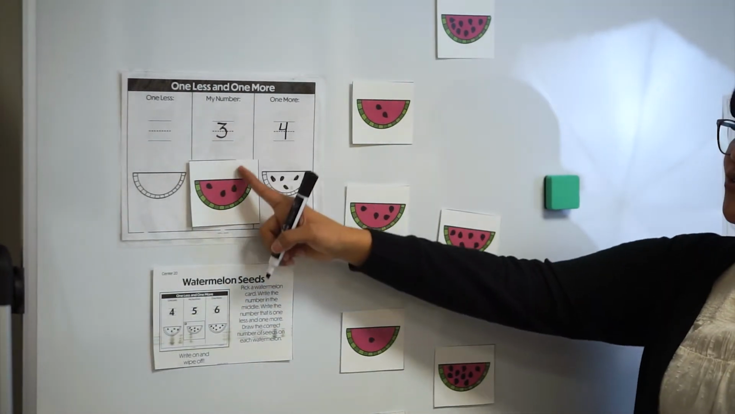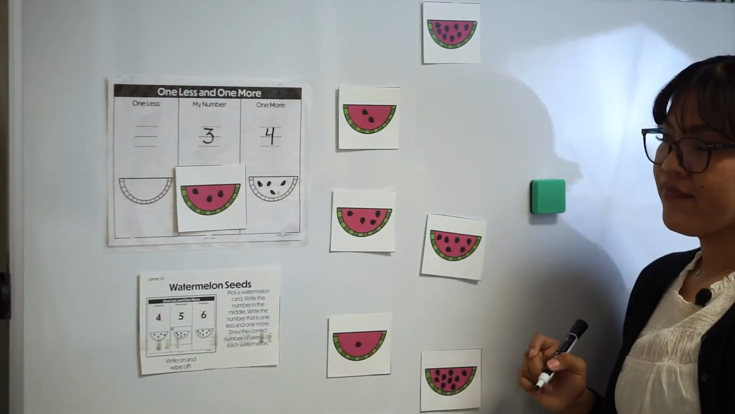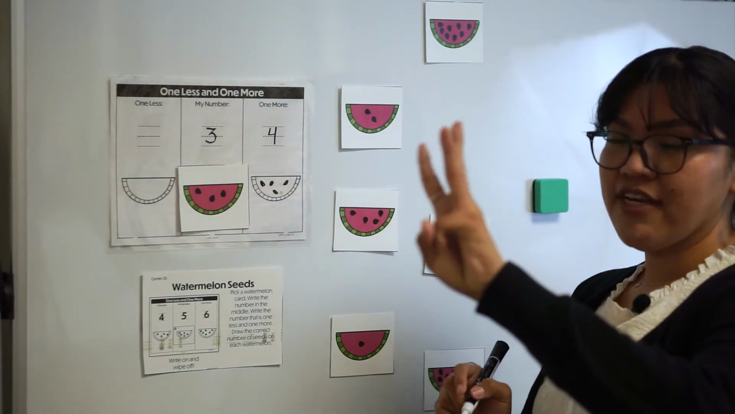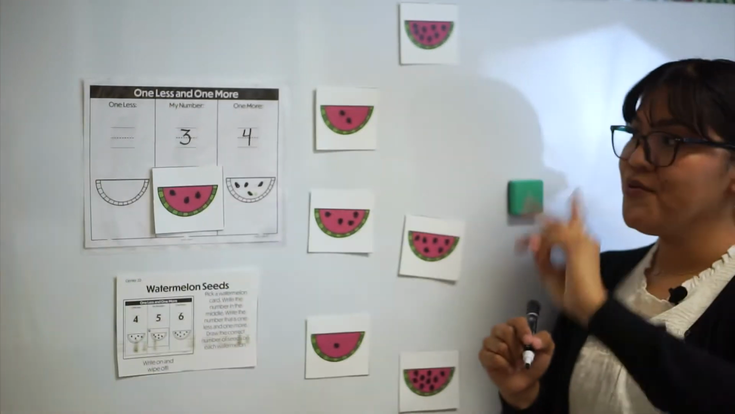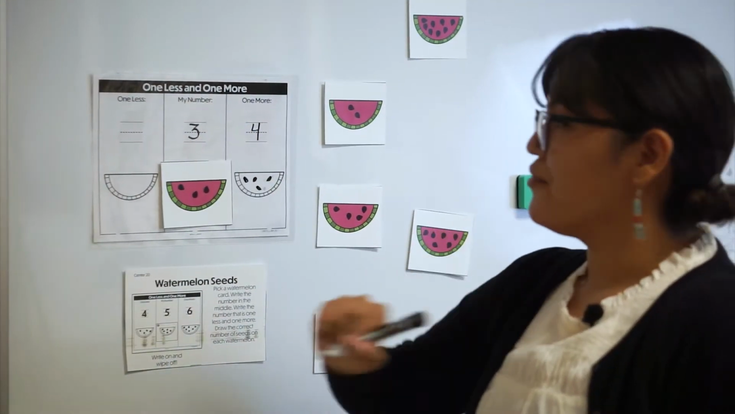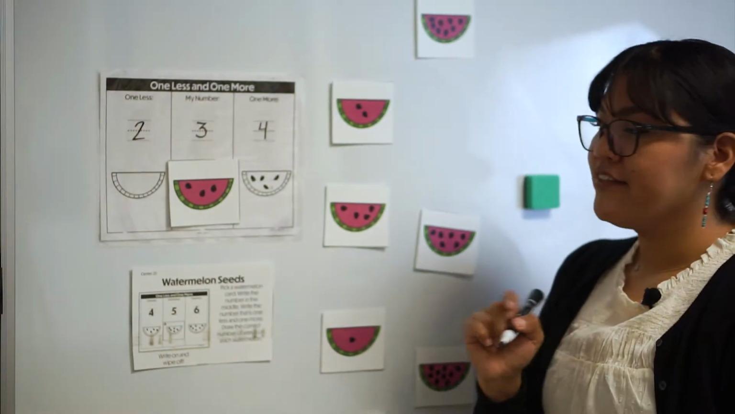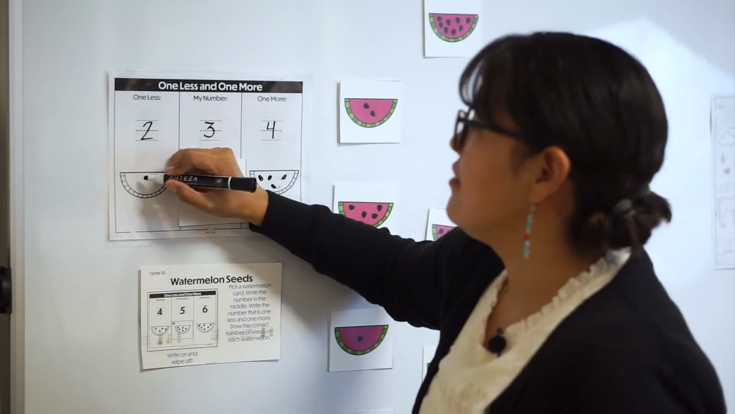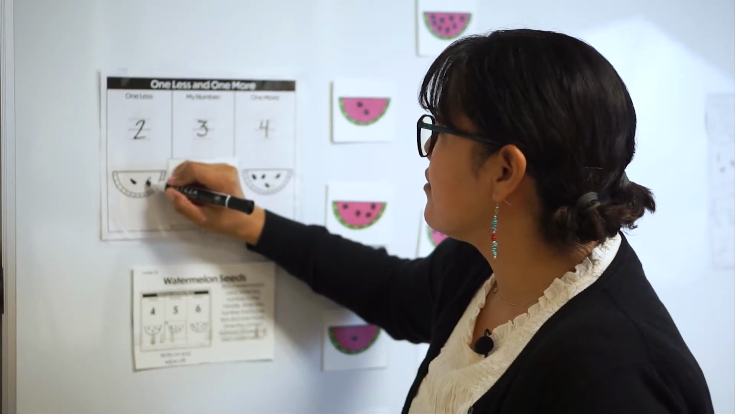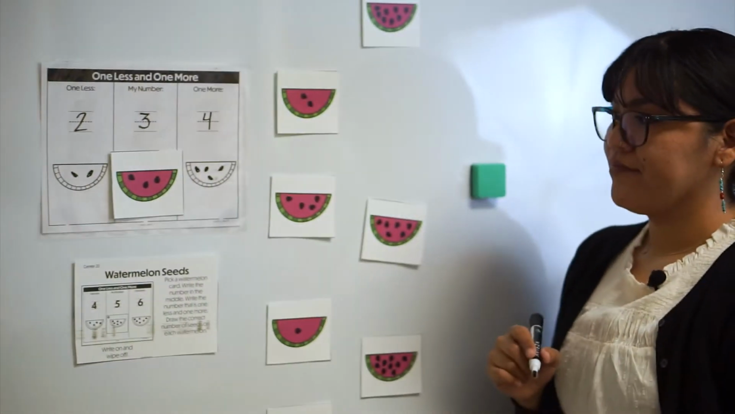Okay, so what is 1 less than 3? 3 fingers up, take away 1. We have 1, 2. So 1 less than 3 is 2. Put 2 right there, and we're going to draw 2 watermelon seeds. 1 and 2.